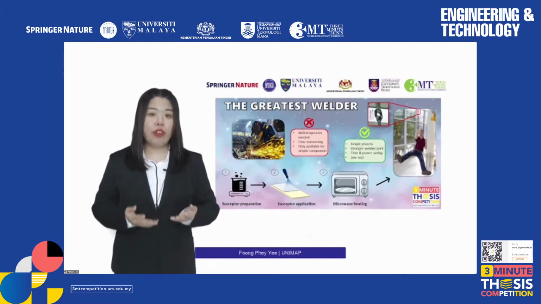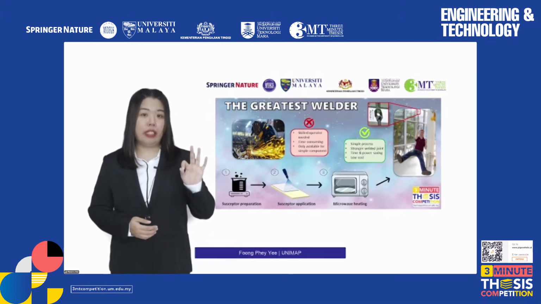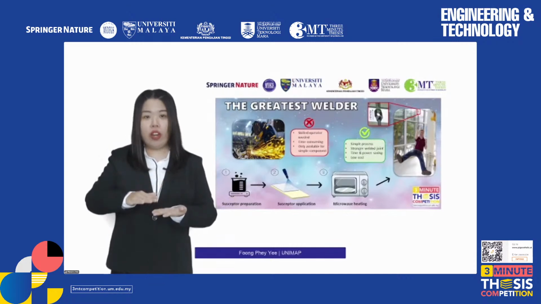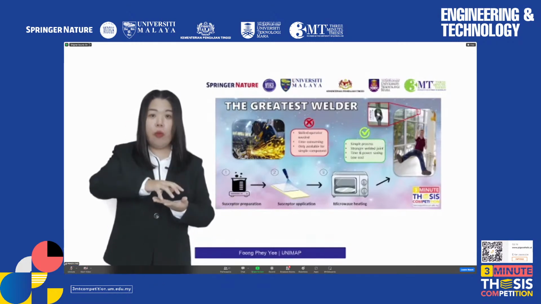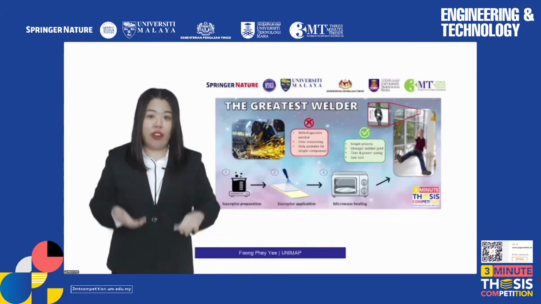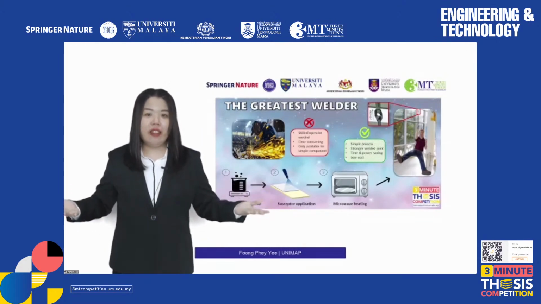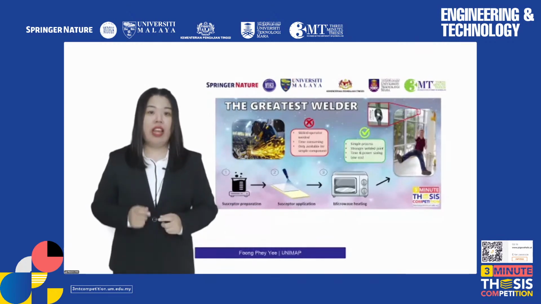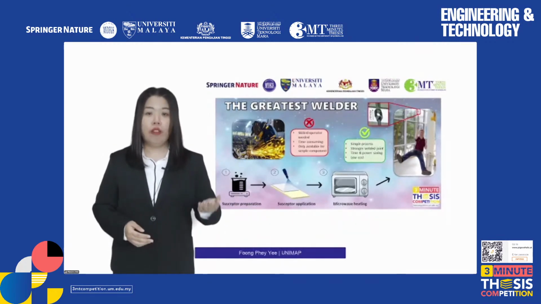Let me tell you how microwave welding works in just 3 simple steps. Susceptor preparation: apply the susceptor on one of the plastic surfaces, couple it with another plastic surface, send it into the microwave oven, and voila, the welded joint is done. This welding method holds great promise. Now, let me tell you why.